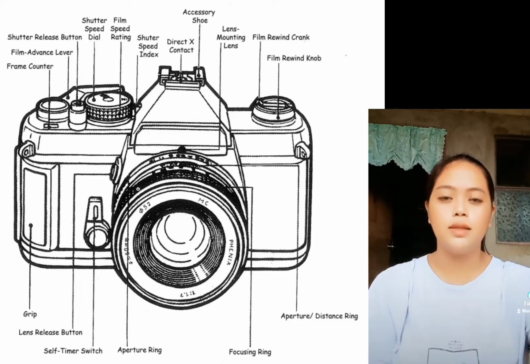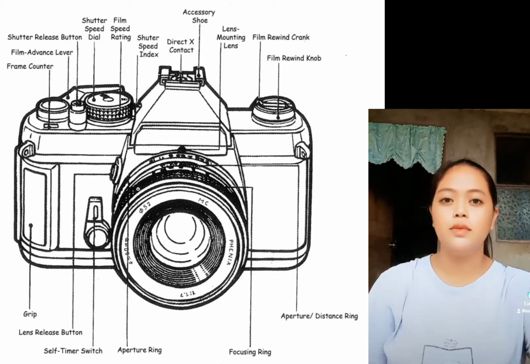Rewind knob. Mechanism used to rewind the film back into the canister. Film rewind crank allows the photographer to reel film back into its container once all exposures have been shot so that the film can be developed.